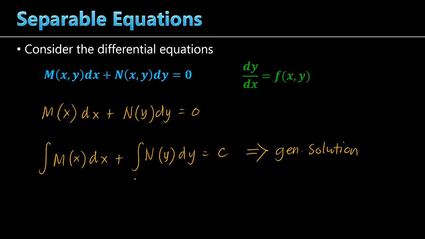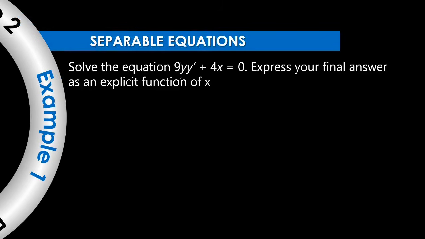So now to illustrate to you how to solve separable differential equations, let us solve the first example. Solve the differential equation 9y y prime plus 4x equals 0 and express your final answer as an explicit function of x. So, the instruction is clear. Our final answer should be expressed in this form: y is equal to f of x. y should be expressed explicitly as a function of x.